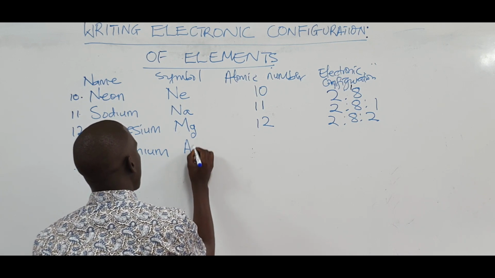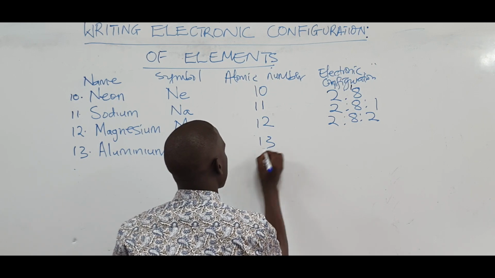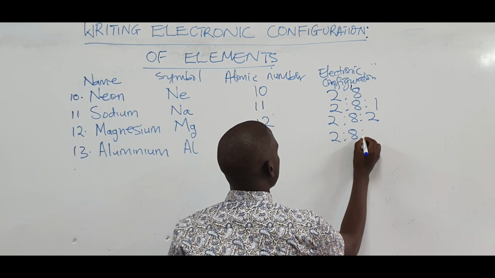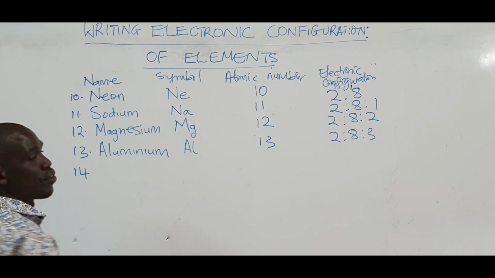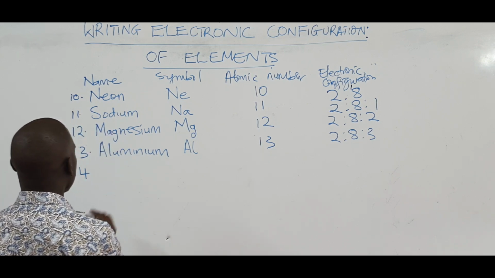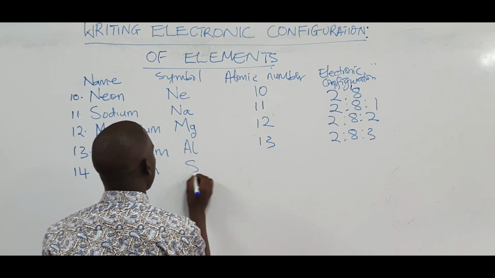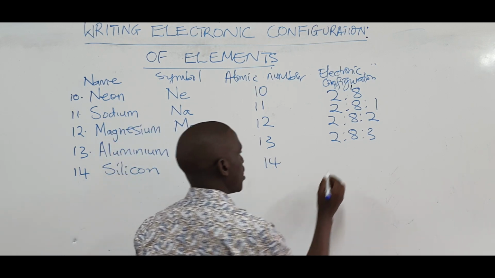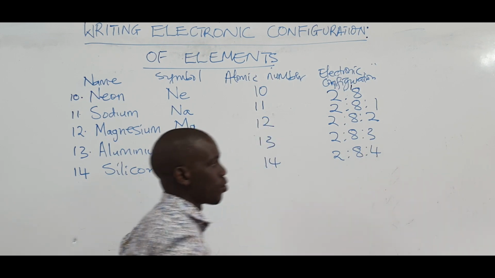Aluminium is capital A and small l, atomic number is 13. Electronic configuration is 2, 8, 3. The 14th one is silicon. Silicon symbol is Si. Atomic number 14. Electronic configuration is 2, 8, 4.